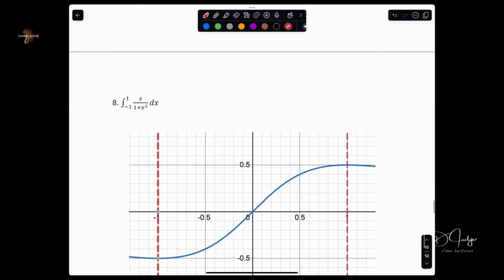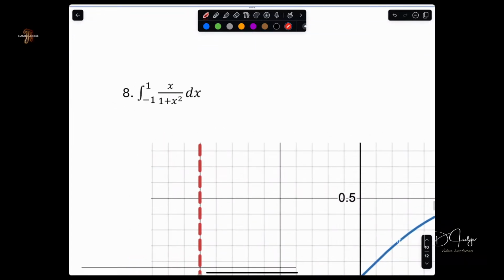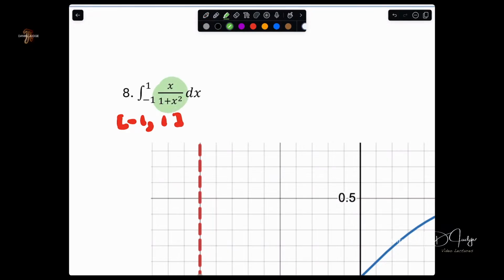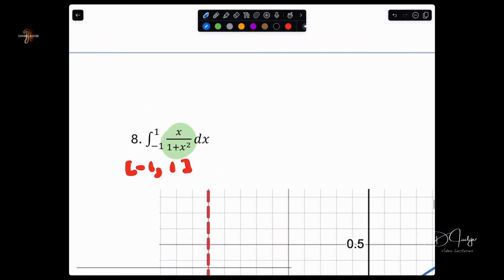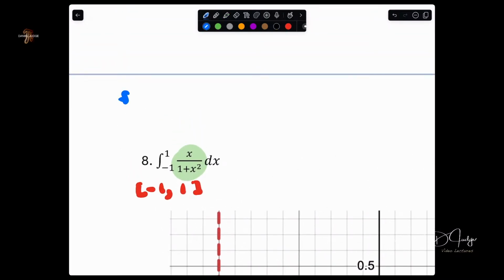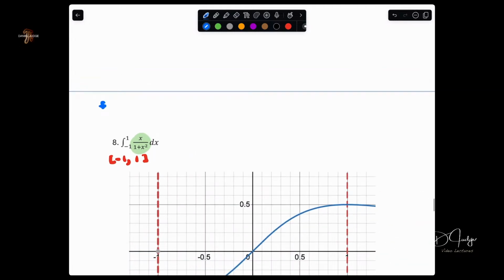So for this situation, we notice number 8, the interval is symmetric. It's from negative 1 to positive 1. But we don't know if this function is even or odd. So I'm going to write up here, demonstrate to you again how we can figure out whether this function's even or odd. Maybe we'll just do it down here.